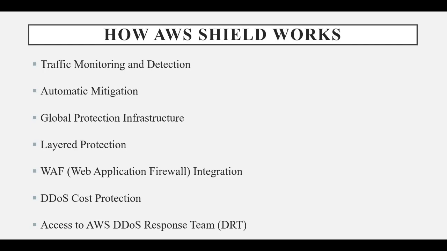The next is global protection infrastructure. AWS Shield leverages the AWS global infrastructure, which includes services like Amazon CloudFront and AWS Global Accelerator. It allows the service to observe and mitigate large-scale DDoS attacks at the edge of the AWS network, and it helps ensure attacks targeting your resources are minimized by spreading the load across a vast global network.